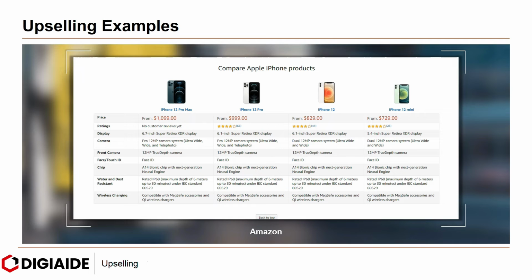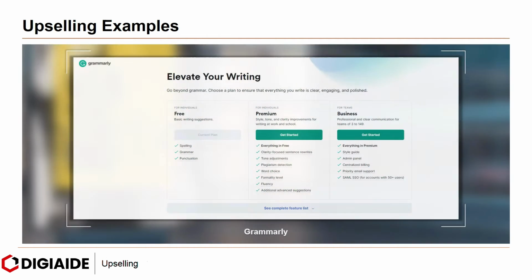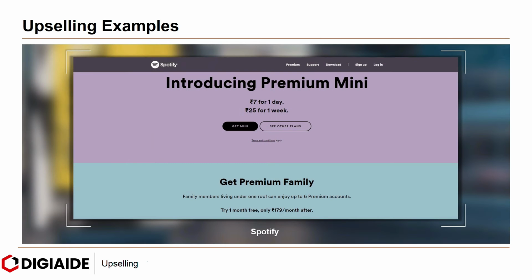Next, Amazon. As we can witness in the picture here, there are many options of the iPhone given there, starting from the right from the cheaper option of iPhone 12 mini, moving on to iPhone 12, iPhone 12 Pro, and iPhone 12 Pro Max. Next, Grammarly, again offering 3 versions. First, the free one, then the premium option, and finally the option for businesses. Next example of Spotify. Spotify offers a premium version which is ad-free, and also a version for the family.